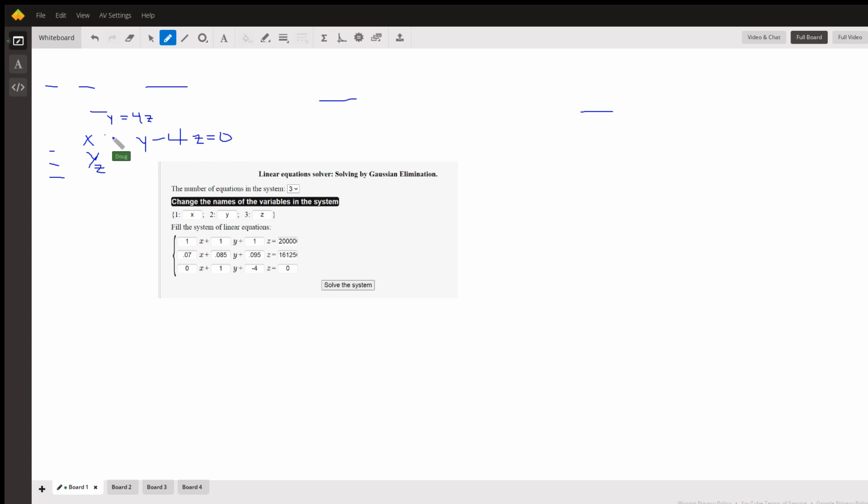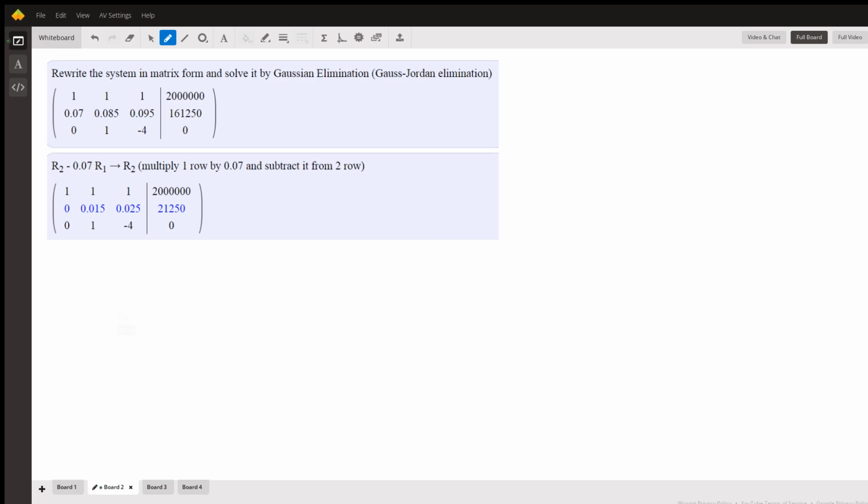And then, of course, we have 0x. And I write it like that because I want to use this online Gaussian elimination calculator. So I change the names of the variables to X, Y, and Z, and plugged in the coefficients for X, Y, and Z from these three equations. And then I click Solve System. And on these boards, I pasted in the steps that are involved in reaching the solution.